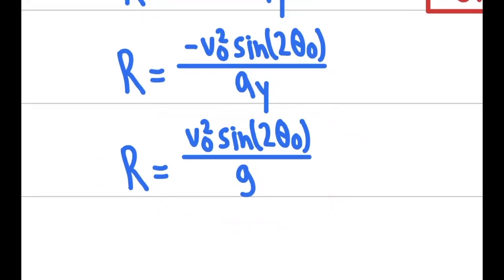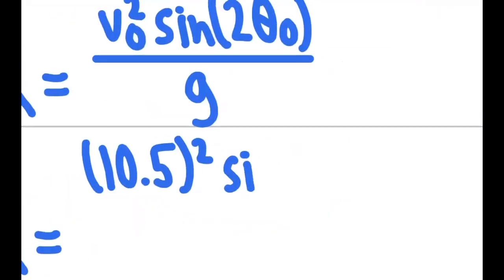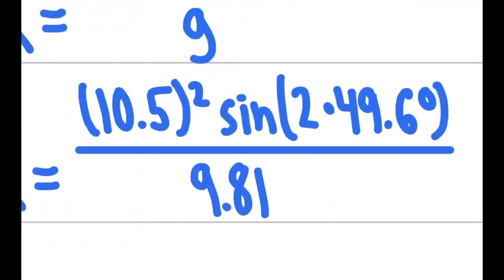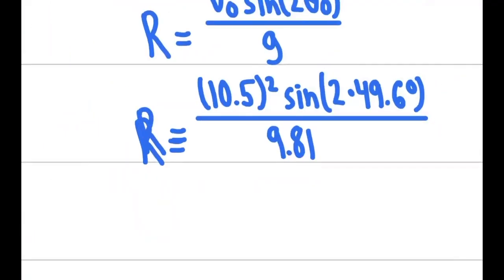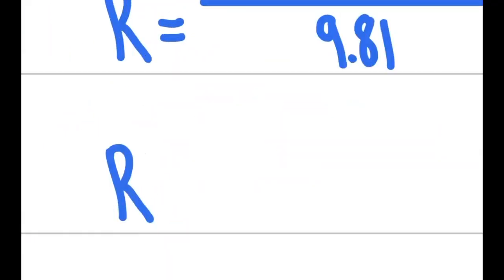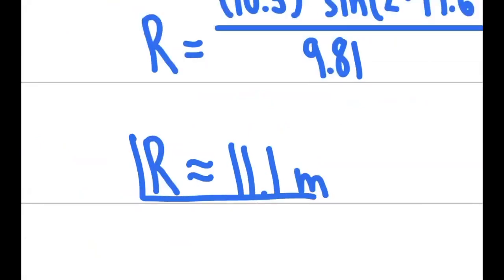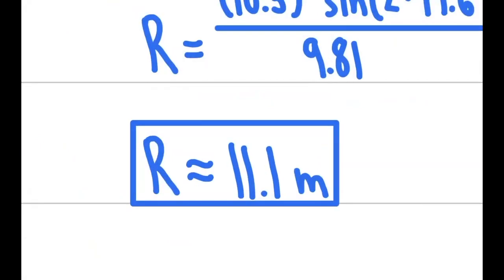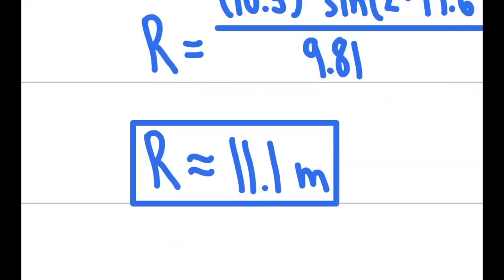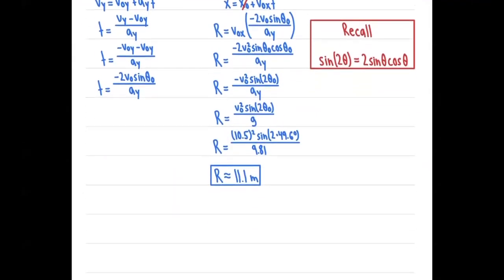Anyway, let's plug everything in. If you put this in your calculator, you will get that the range is about 11.1 meters. So that's how far the rock travels horizontally. Wow, that's a lot of meters.